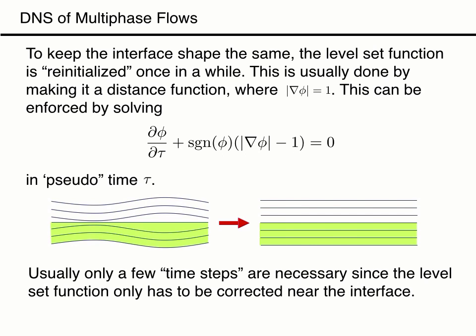This can be done by setting the difference between the absolute value of the gradient and unity equal to the time derivative of the level set function and solving it in a pseudo time where the interface remains stationary and the real time is frozen. Obviously, if the time derivative is 0, then the absolute value of the gradient is equal to unity. The sign function accounts for the fact that the level set function changes sign across the interface, but the gradient does not. Usually, we are only concerned with the shape of the level set function close to the interface, and we only need to solve the reinitialization equation to correct the shape there.